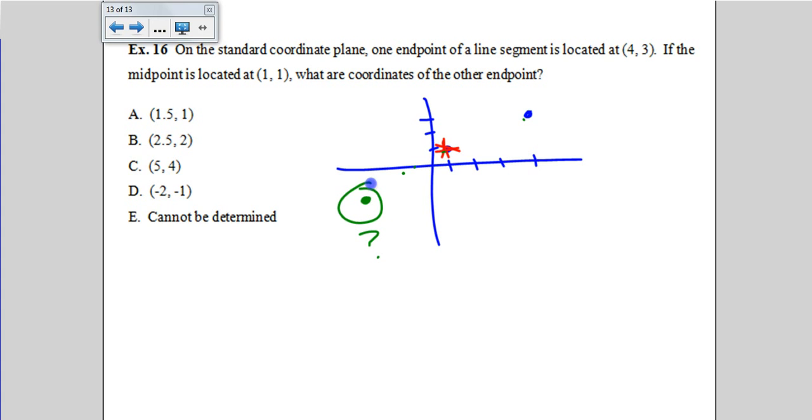And I don't know the exact location, but let's look at all my answer choices. Only one of these answer choices actually makes sense for where I drew it in that third quadrant. It would have to have a -x and a -y component, and this is the only one that actually fits the bill. So I'm done. If you don't believe me, go ahead and check it out and see if that does work for the midpoint of 1, 1, but it works. So that's your lesson on slope, distance, and midpoint.